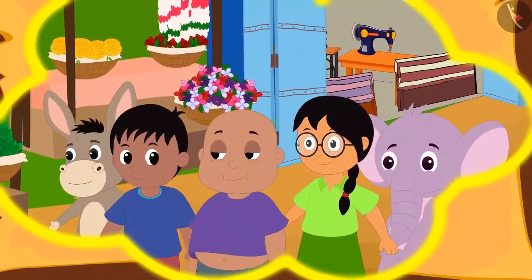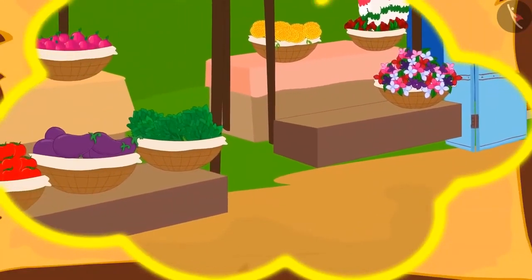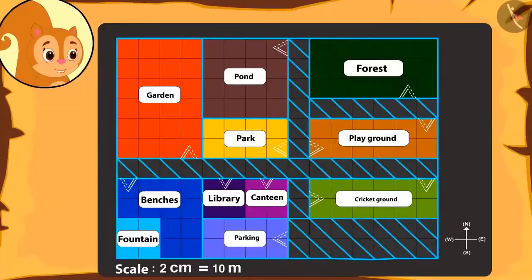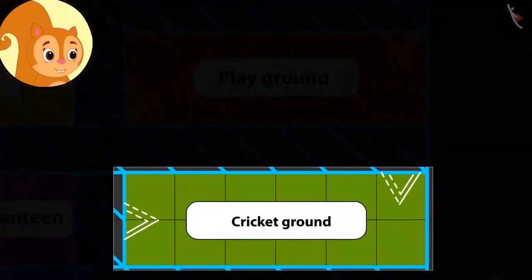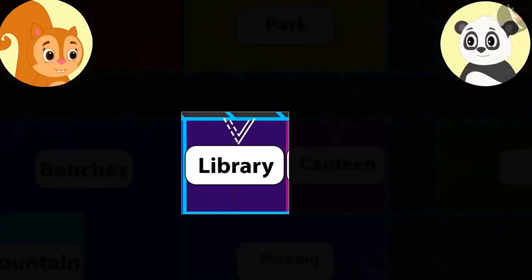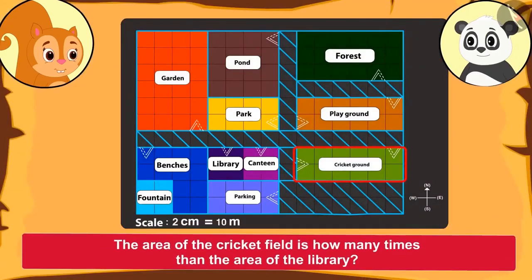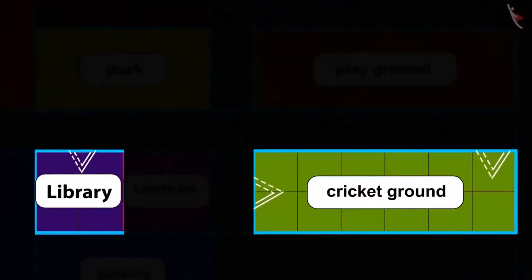Some of them went towards the cricket ground and some came to the library to check out the exhibition. Chanda was surprised to see the cricket ground on the map. She told Golu how the library looked much smaller than the cricket ground. So can he tell her the area of the cricket ground is how many times that of the library? Come, let's help Chanda to find the answer.